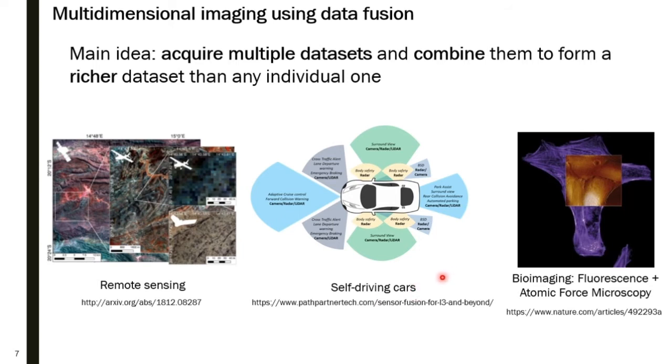It's been also used recently in self-driving cars because they have many different sensors. They have radar, LiDAR, and visible cameras. So you need to gather all this information in order to be able to drive by itself. And also in biomedical imaging, it's been used recently. Here I just put an example of a data fusion between two images, one obtained by fluorescence microscopy and another one by atomic force microscopy.